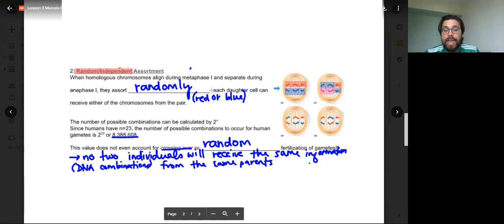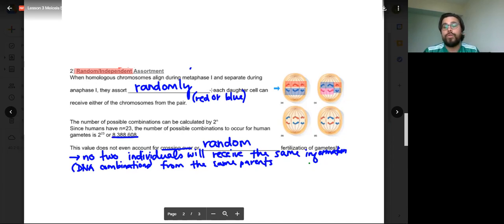So since humans have n equals 23, the number of possible combinations that can occur for sperm and egg gametes is 2 to the 23, or 8,388,608. That's how many different combinations of sperm and egg can occur just by random and independent assortment. This does not account for crossing over or random fertilization of gametes as well.